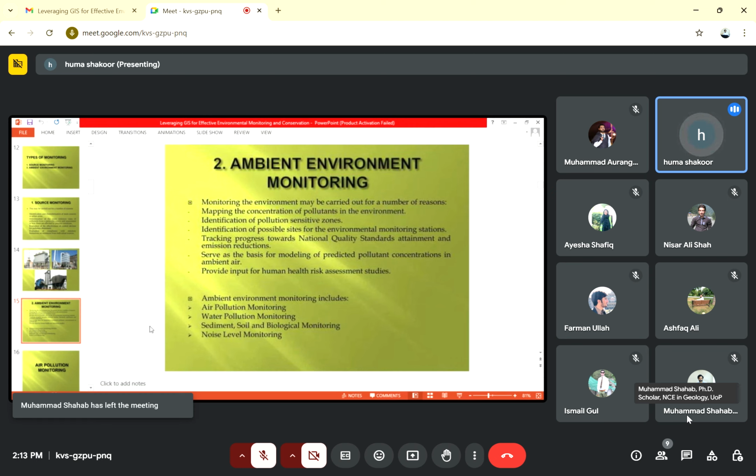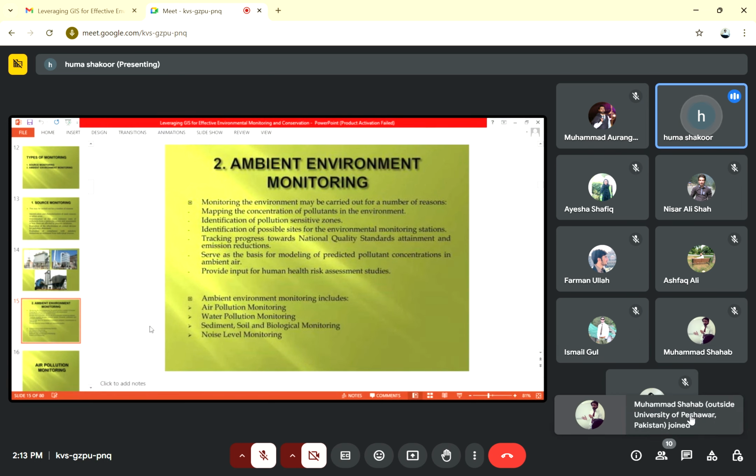Ambient environment monitoring. Monitoring the environment may be carried out for a number of reasons: mapping the concentration of the pollutant in the environment, identification of pollution sensitive zones, identification of possible sites for the environmental monitoring stations, tracking progress toward the national quality standard, attainment, and the emissions reductions. It serves as the basis for the modeling of predicted pollutant concentrations in the ambient environment, and provides input for the human health risk assessment.